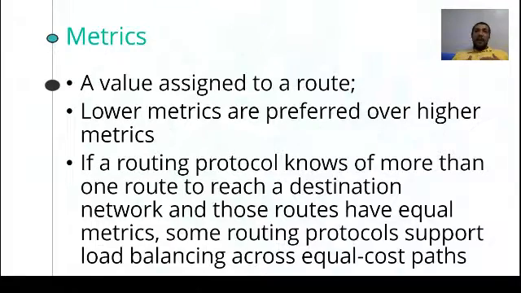That's equal load balancing. That means if they are really the same, same metrics, same in everything, it will load balance across those links. But only EIGRP has the capacity to perform unequal cost load balancing. Okay? So EIGRP can easily do that. But the other routing protocols don't have that capability.